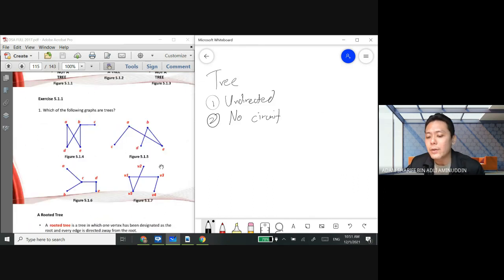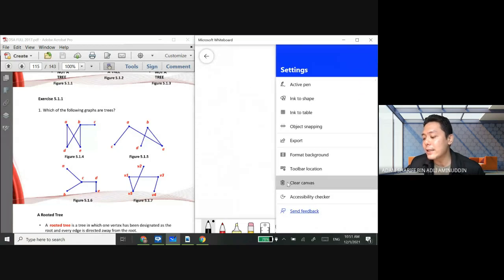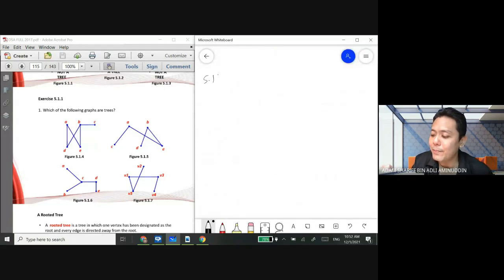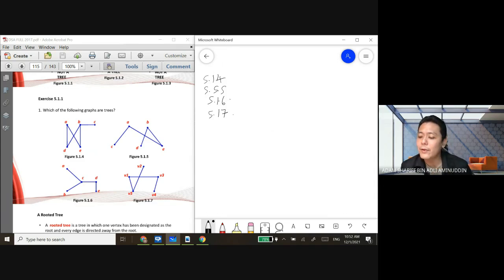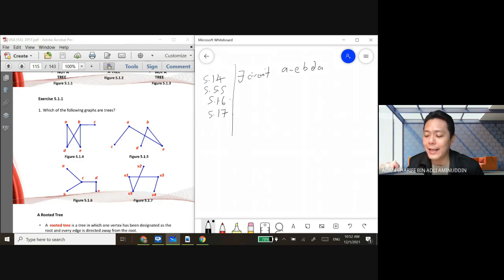Alright. So 5.1.1, yang mana satu adalah tree, mana satu adalah tidak. Cuba kamu tengok, 5.1.4 kita tengok secara seimbas lalu. Saya bagi tahu student, is there a circuit? Kalau ada circuit, terus dia bukan tree. So 5.1.4, ada circuit atau tidak? Ada kan? Banyak kan? A, E, B, D. Oh, tak adalah banyak sangat. Tapi dia ada circuit. One of it is that I found this to be A, E, B, D and back to A. So the existence of the circuit terus dia not tree.